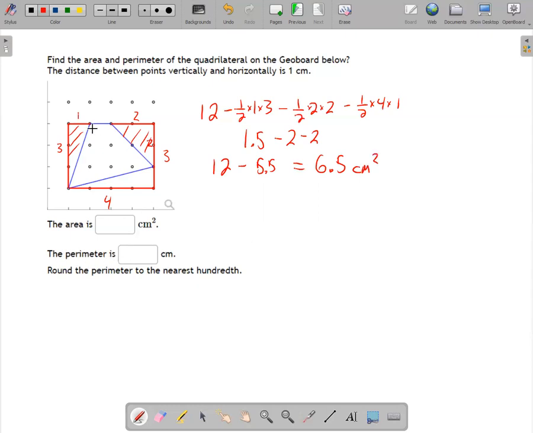Now, for the perimeter, we have one easy side here of 1, and otherwise these diagonals are each longer than 1, and the Pythagorean theorem will help us find them. So for this diagonal here on the upper right, that is part of a 2 by 2 right triangle. So that hypotenuse squared is equal to 2 squared plus 2 squared. 4 plus 4 is 8. And so we want the square root of 8 for that side.